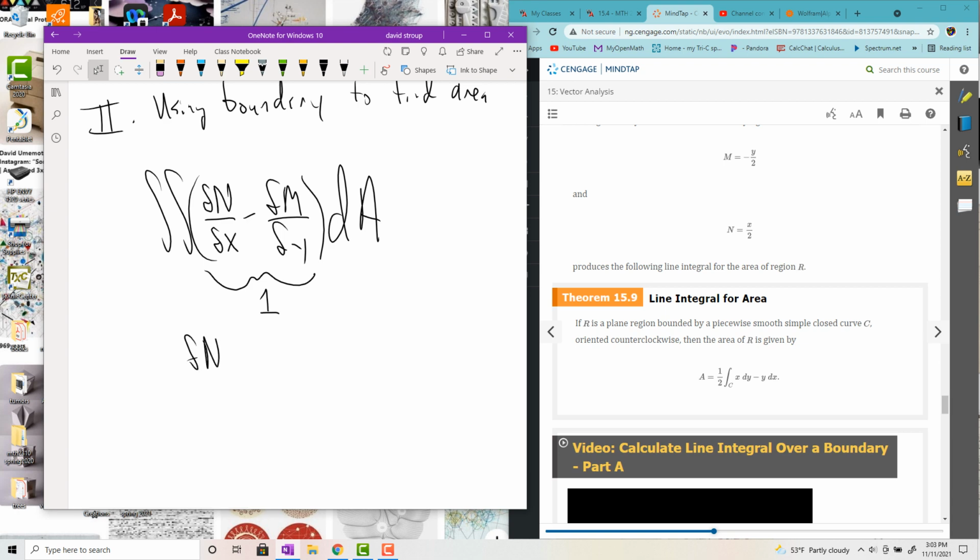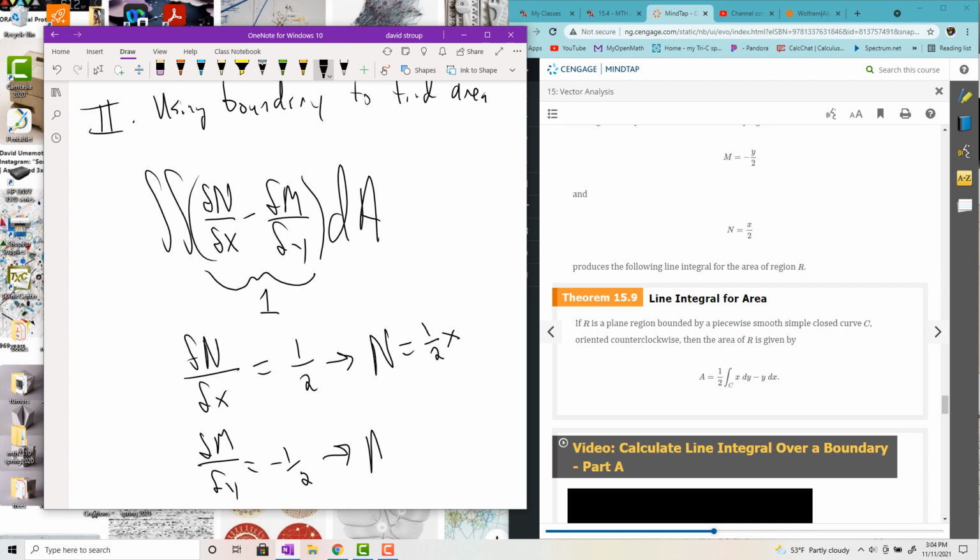The book is going to say use the following. So let the partial of N with respect to x equal 1/2, which implies that your big N will actually equal 1/2 x. And then your partial of M with respect to y, they say let that equal -1/2. So your big M will equal -1/2 y.